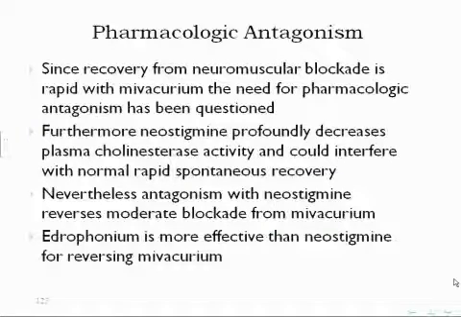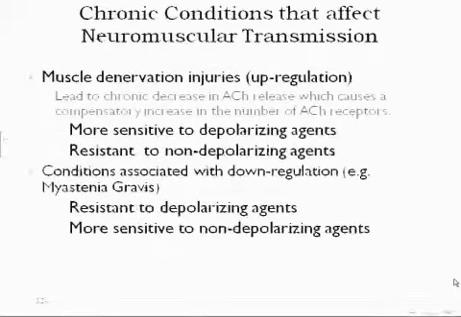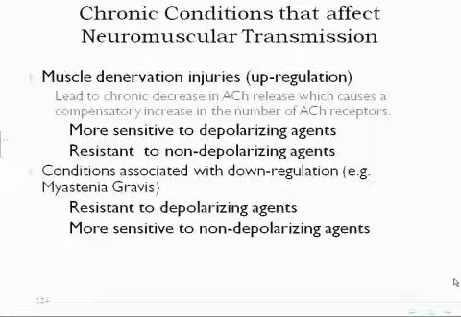Pharmacological antagonism. We'll talk about that in the next lecture, so I'm going to skip through this. One of the things that you do have to know is that in muscle denervation injuries, like somebody with upregulation, they tend to be more sensitive to depolarizing agents and resistant to non-depolarizers, versus if you downregulate, like in a person with myasthenia gravis where they have destruction of the acetylcholine receptor, they're resistant to depolarizers and sensitive to non-depolarizers. Okay? That's a typical board question, so you need to know that one. Make sure you memorize that last one.